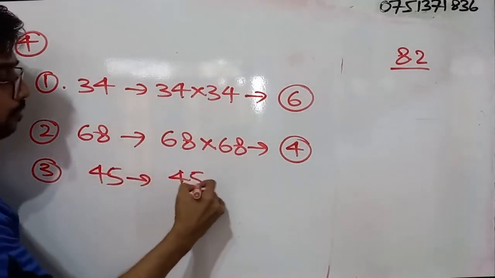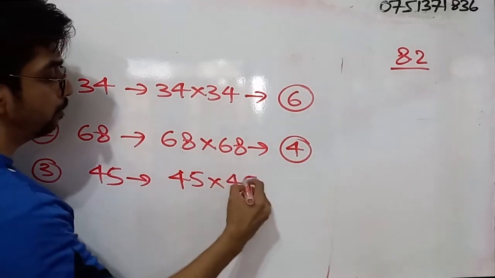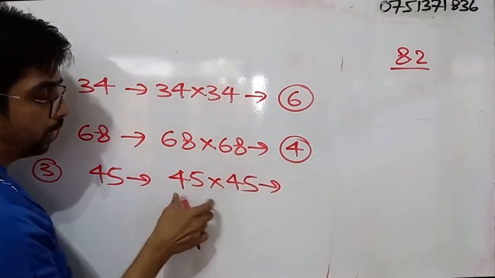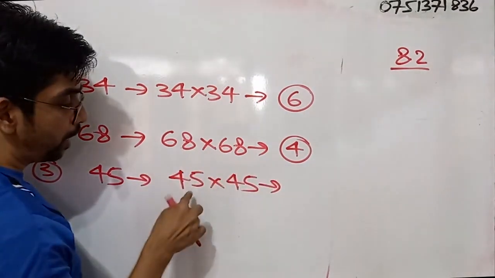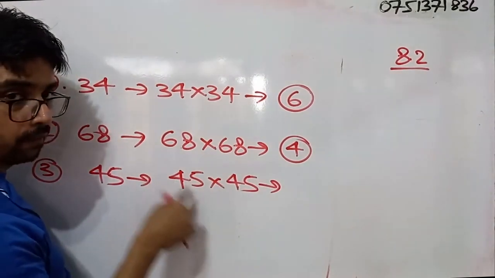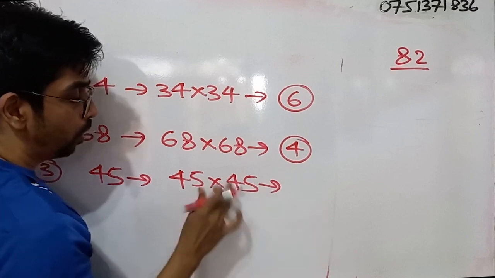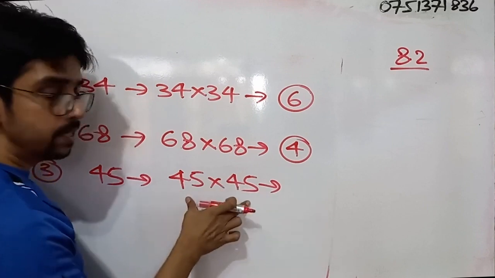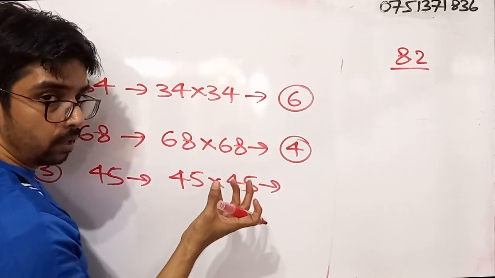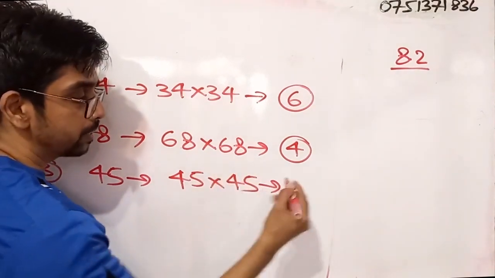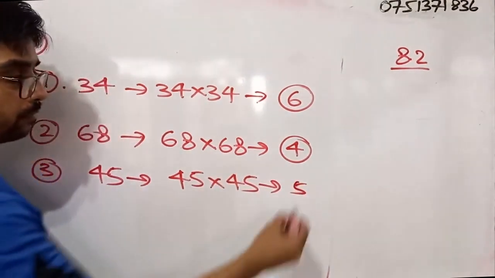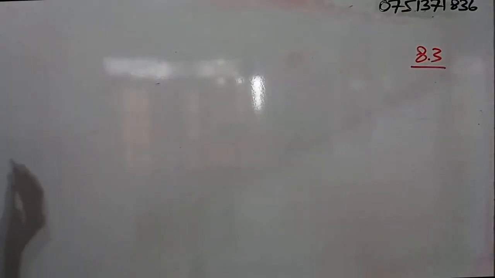So 45 into 45. Here, if we consider the number 45, the digit on the ones place is what? 5. 5 into 5 is what? 25. So when we take the square of this, what is the digit on the ones place? It should be 5.